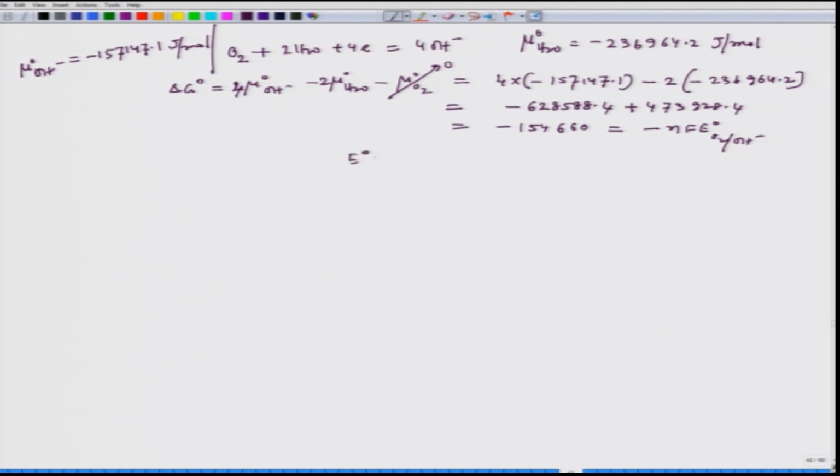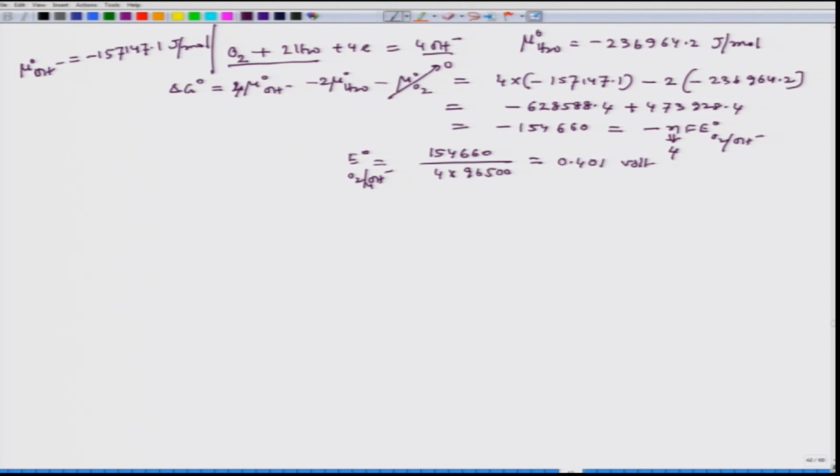So, E0, n equal to 4 here. So, E0 equal to 154,660 divided by 4 into 96500 equal to 0.401 volt. So, this is 4 OH minus. Because this is my reductant, this is my oxidant.